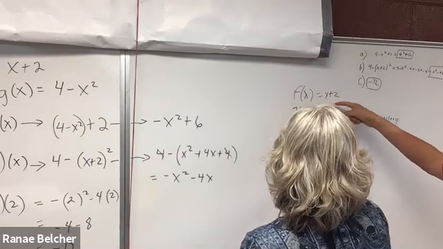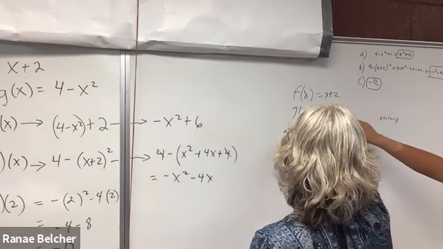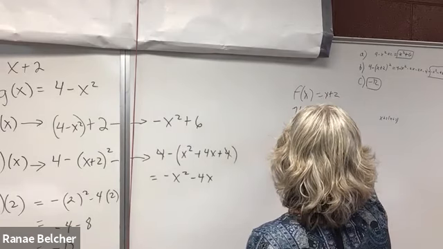Did you put 2 in there? 2 in there. That's 4. Right. 4 squared is 16. That's negative 12. Yeah. Okay.